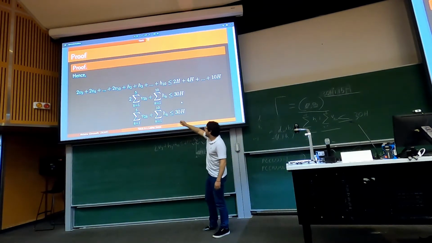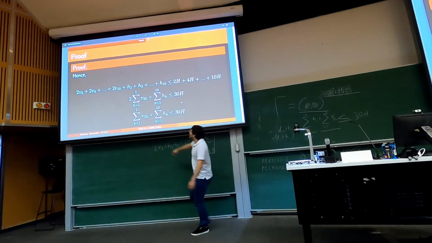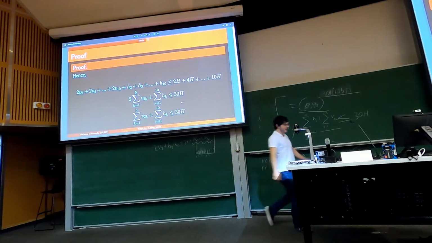Well, not quite. We have 2 times the sum of the even vertical columns, plus the sum of the horizontally placed ones. It's less than 30h. But because the v_i are all positive terms, we can literally just delete one copy, and we've only made this side smaller, and the inequality holds. Great.